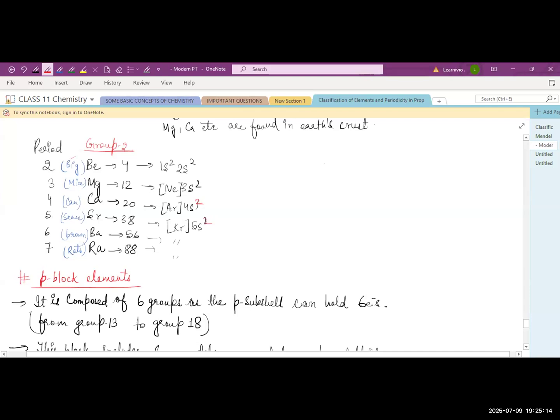If we write down the electronic configuration, beryllium is 1s2 2s2. Magnesium is 10 plus 2, so 12: neon 3s2. Calcium is argon 4s2, strontium krypton 5s2, barium xenon 6s2, radium radon 7s2. So this will be your electronic configuration. We can write down the general electronic configuration of group number 2 also.